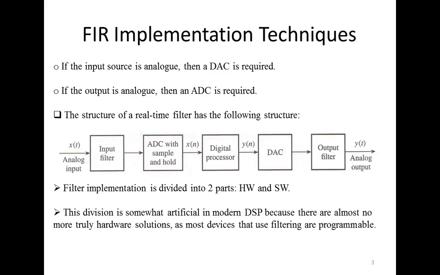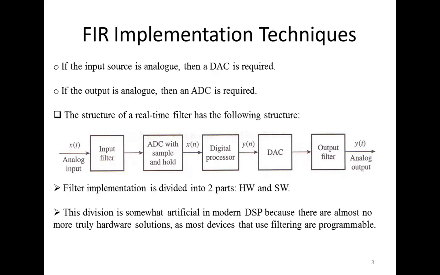So this is the block diagram showing how this implementation is performed. Here the input source is analog, so an analog to digital converter is required to convert it into digital form. The output is also analog, so at the output side we need to convert the digital signal back to analog form.